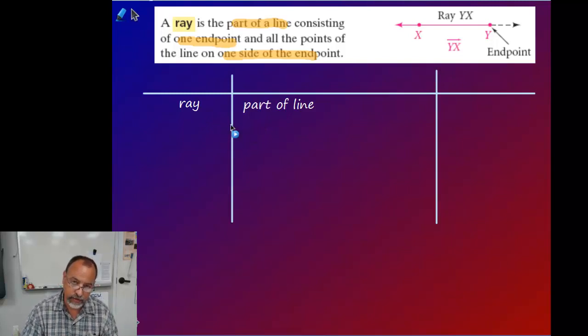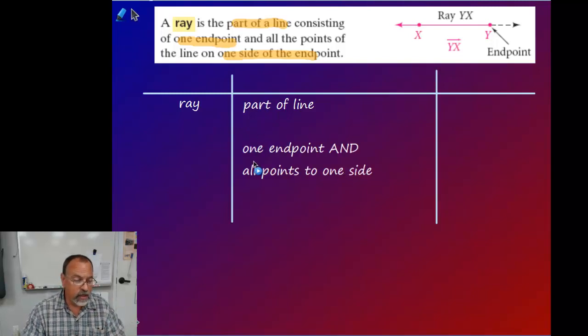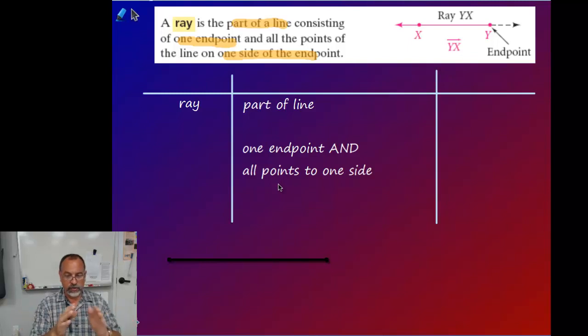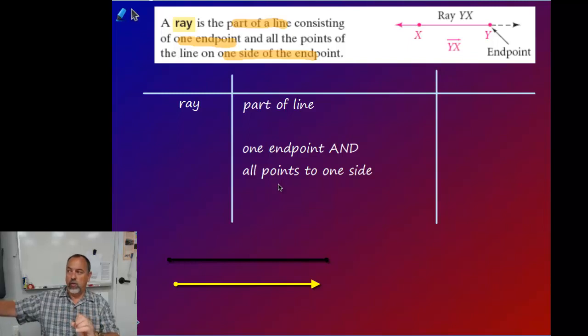So this is one of the ways they're similar. A ray is part of a line, and so is a segment. A ray includes one endpoint and all the points to one side. You remember a segment has two endpoints and all the points in between. A ray is one endpoint and then all the points that go to one side. So part of a line. So one endpoint and all the points to one side.